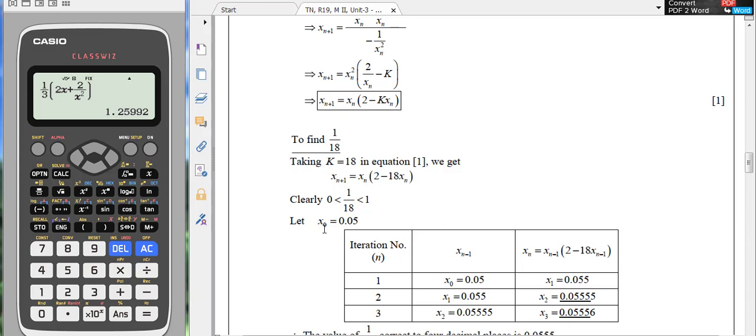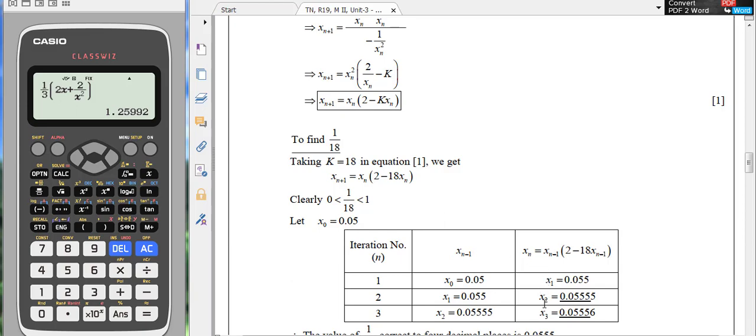approximation. Most of the time we consider the midpoint of the interval as the initial approximation, but whenever we know that it is a value nearer to a particular value, we consider a value nearer to that particular value as the initial approximation. Here 1 by 18 is very close to 0, so instead of considering 0.5, the midpoint of the interval, we considered 0.05 as the initial approximation, which is very close to the left end of the interval 0, 1. So with this initial approximation, finding the successive approximations is routine.